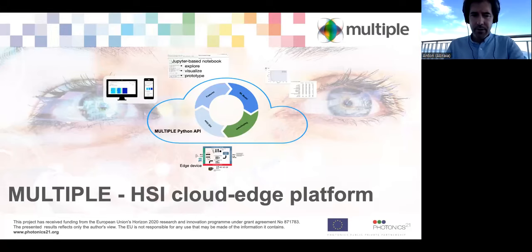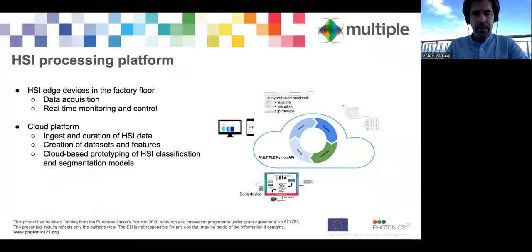I'm going to present the Cloud Edge platform for hyperspectral image developed in multiple projects. The platform has two main parts. It consists, on one hand, of edge devices that work on the factory floor. These devices are in charge of the acquisition of hyperspectral image data, and also of all the real-time operations that are required on the factory floor.